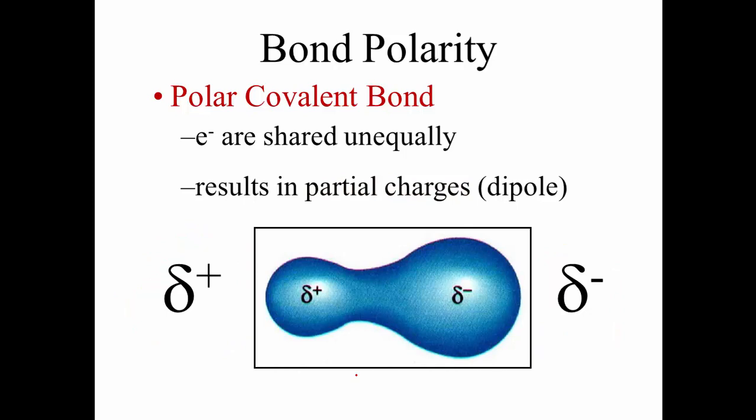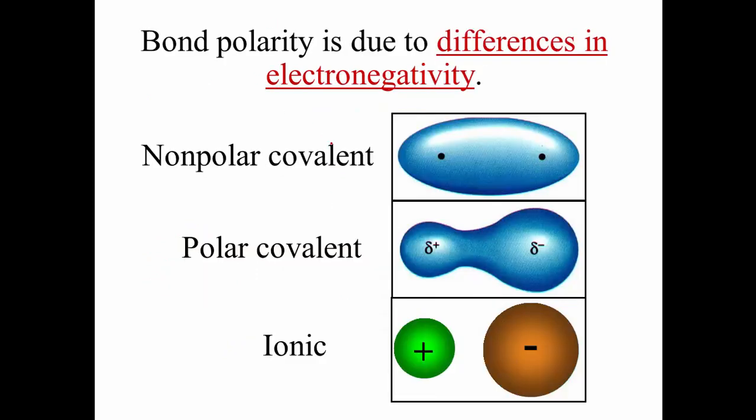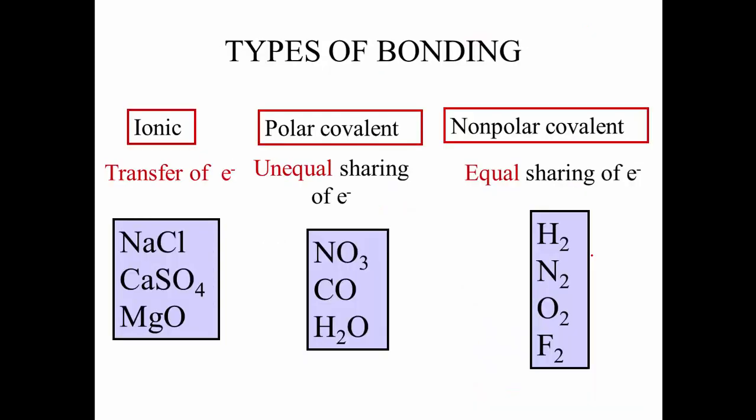An unequal sharing of those electrons. So bond polarity is due to differences in electronegativity, and this is the more extreme, and we're now just dealing with these. So now you should be able to look at a chemical formula and determine the bonding. A transfer of electrons for ionics starts with a metal. If you start with a nonmetal and you have two different atoms in there, that's an unequal sharing, so that bond is polar. If the atoms are equal and both nonmetals, then it's nonpolar.